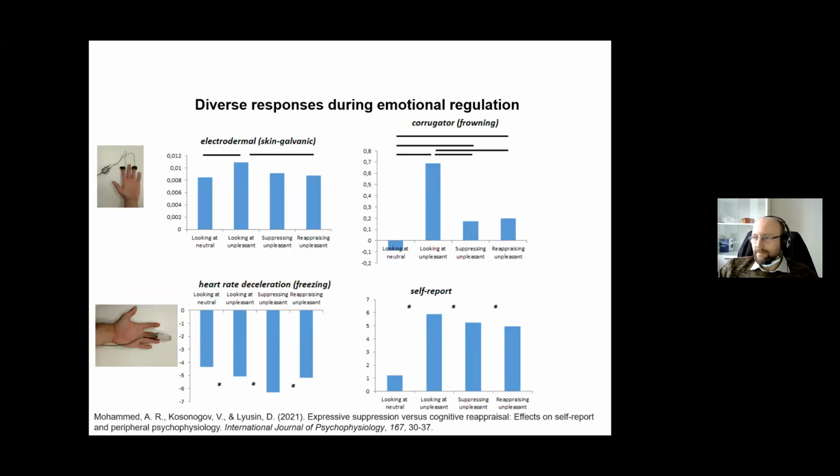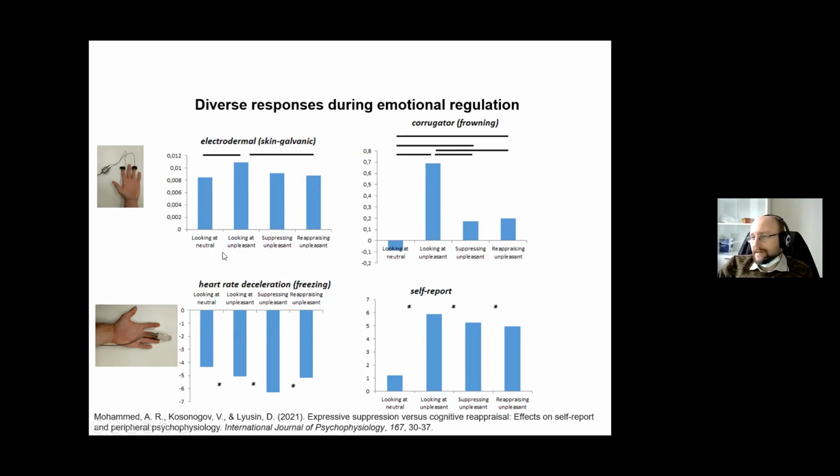Let me show a little bit about our new study about coping or emotion regulation. It's our new topic. We see how people can use different strategies of coping or emotion regulation, and how it can be represented in psychophysiological data variables. We use skin conductance, or electrodermal, or skin galvanic, it's all the same measurement. We use heart rate deceleration or freezing, and we use corrugator as well as the index of negative emotions.